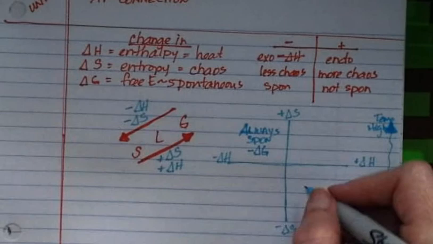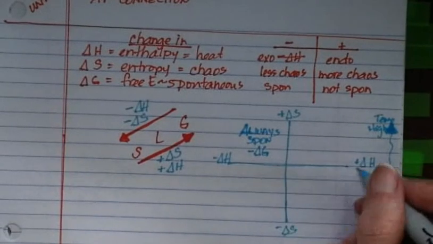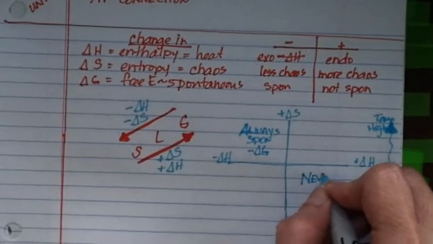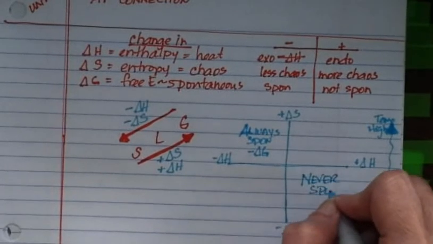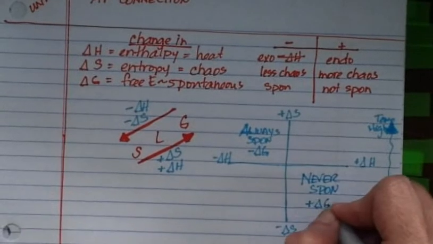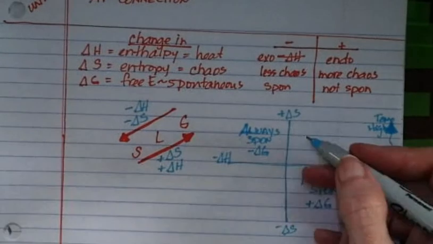If you have something that's a negative delta S, that means that it becomes more ordered, and it's endothermic, positive delta H, it's never spontaneous. That means you can try and kickstart this reaction, it's just not going to happen on its own. You're going to have to give it energy the whole entire time for it to work. The other two are temperature dependent.